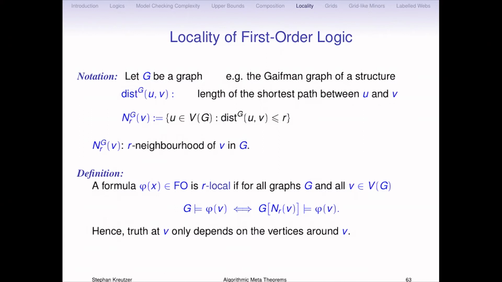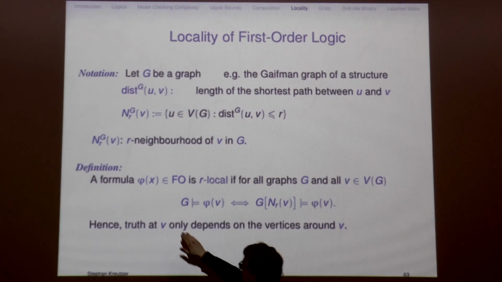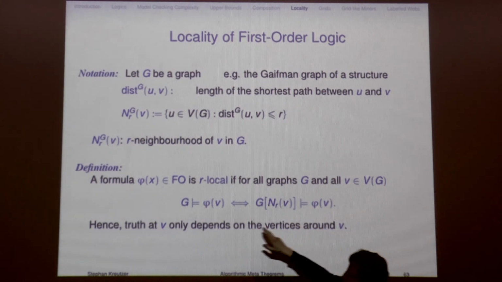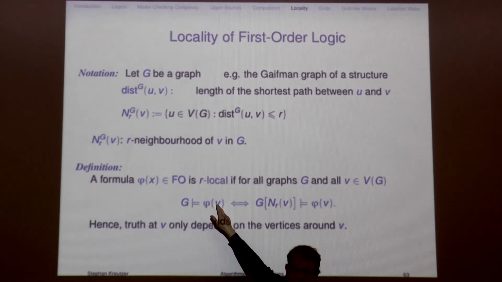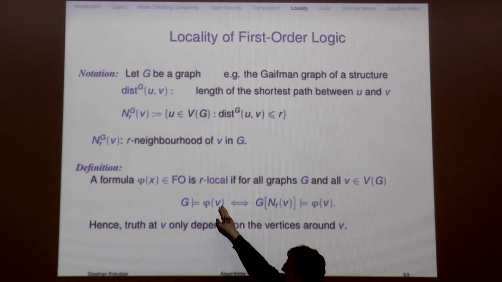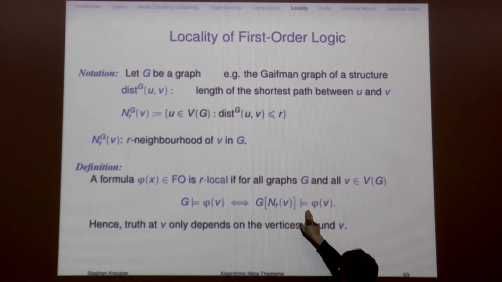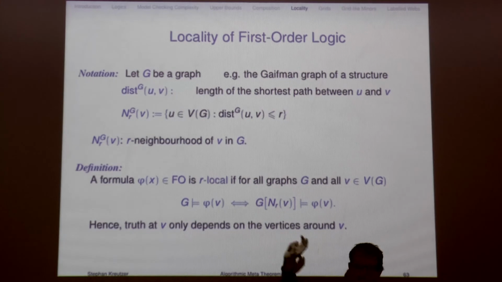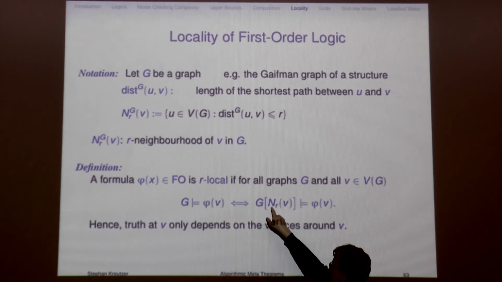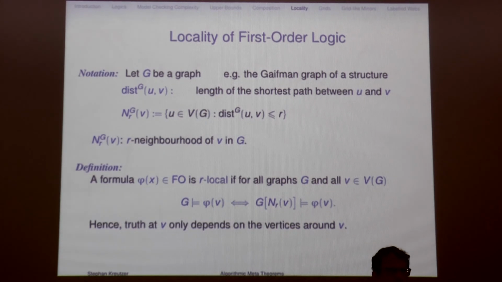Clearly, you can define R-neighborhoods by first-order formulas, since distance up to a fixed constant R can be defined in first-order logic. If you look at a formula phi with a free variable, we say that it is R-local if for every graph G and every vertex v in this graph, the formula is true in the graph at v, meaning you substitute x by this vertex, if and only if the formula is true at v in its R-neighborhood. This notation just means the induced subgraph of G induced by the set of vertices of distance at most R from v.